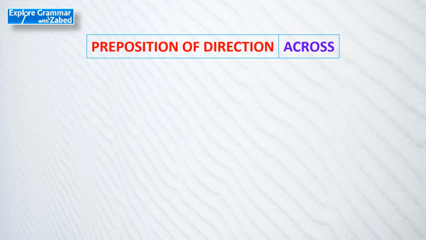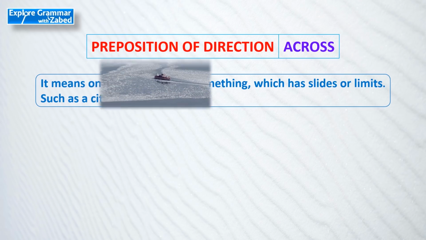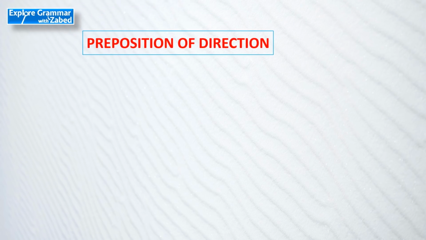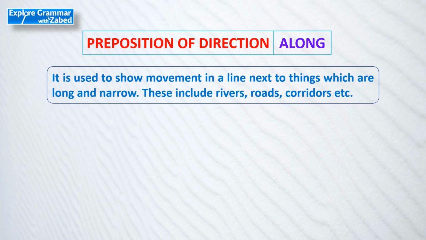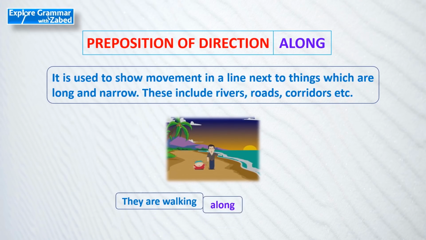Moving on with the next preposition of direction, "across". Across means on the other side of something which has sides or limits, such as a city, road, or a river. As for example, we took a ferry across the river. Moving on with the next preposition of direction, "along". Along is used to show movement in a line next to things which are long and narrow. These include rivers, roads, corridors, etc. For example, they are walking along the beach.